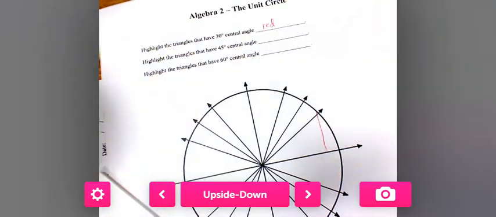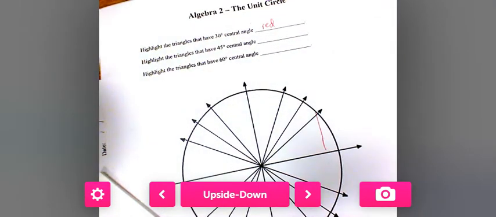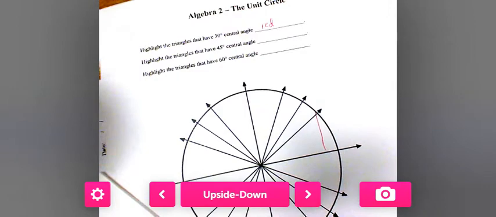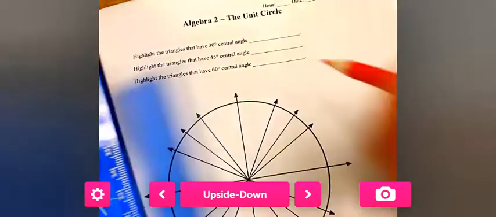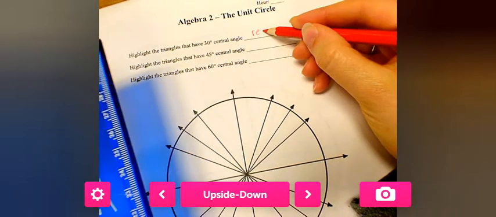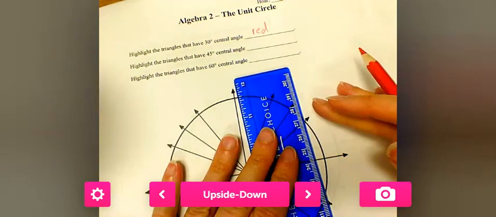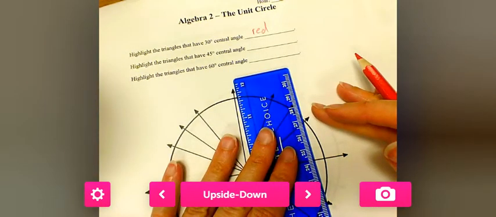That's not very good. Let me fix that. I'm going to make this better. You want this to be as accurate as possible so that your graph will look accurate. So I'm going to make my ones in red, and I'm going to draw a line straight down here.